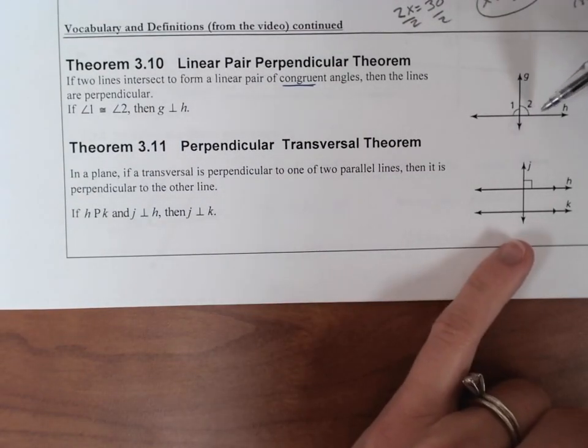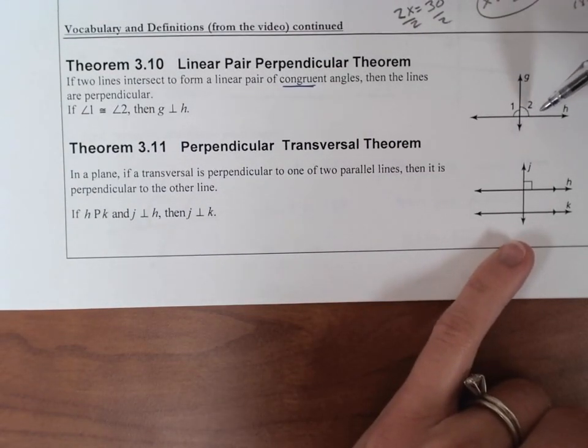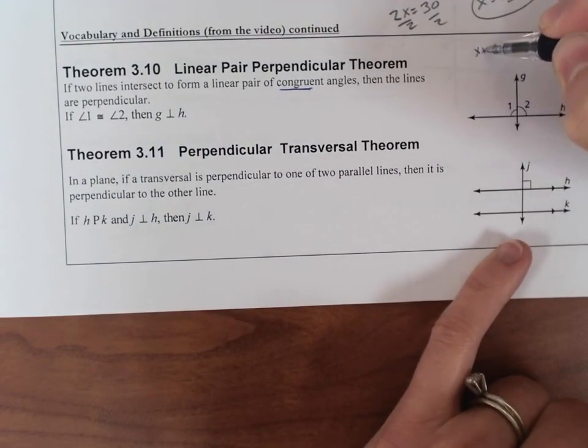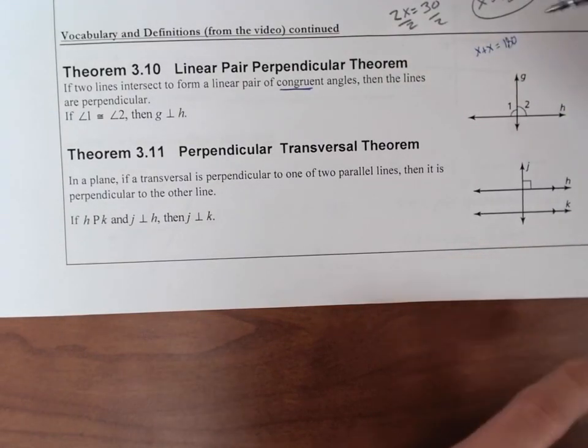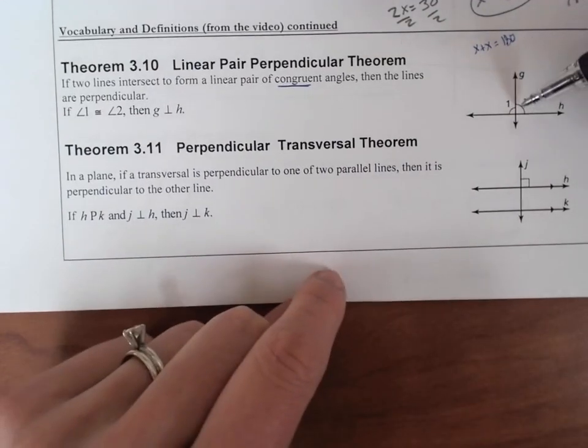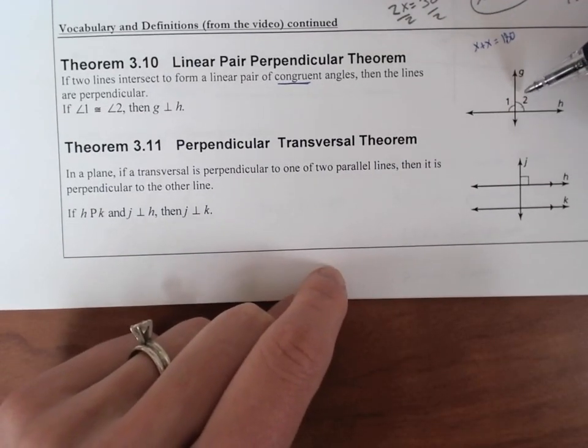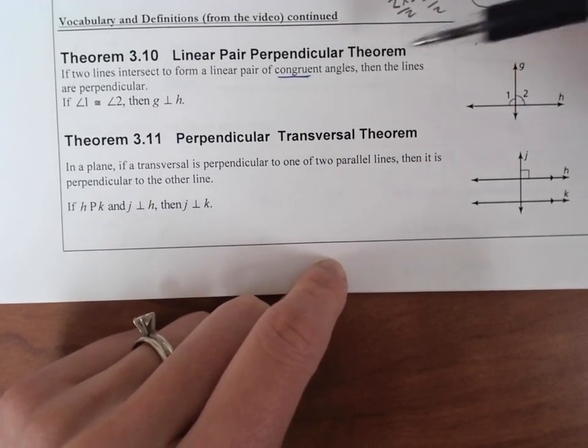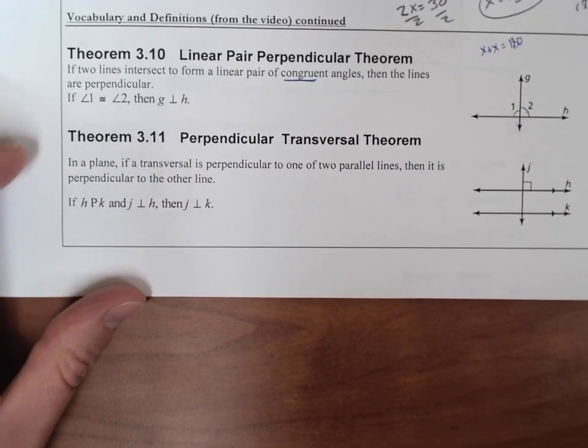If angle 1 and angle 2 are congruent, we already know linear pairs add up to 180 degrees, so if it's the same thing adding up to 180 degrees, the only thing that can add up to 180 degrees plus itself would be 90. So 90 and 90 is 180. Because these both have to be 90 degrees, that makes these lines perpendicular to each other. That's the linear pair perpendicular theorem.